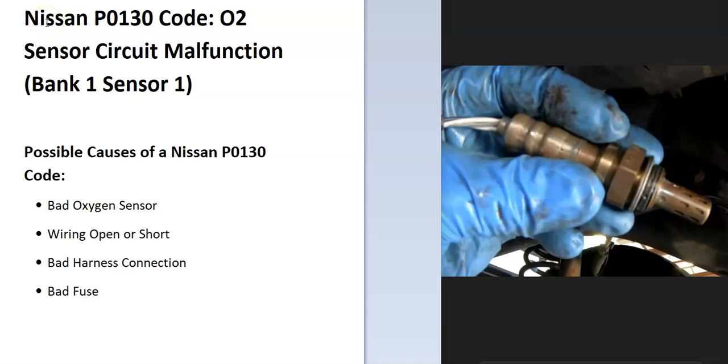So today I'm talking about a Nissan with the P0130 code, what it is and how you go about fixing it. So what is a Nissan P0130 code? Well, it's an O2 sensor circuit malfunction, bank one, sensor one. And what does this mean?